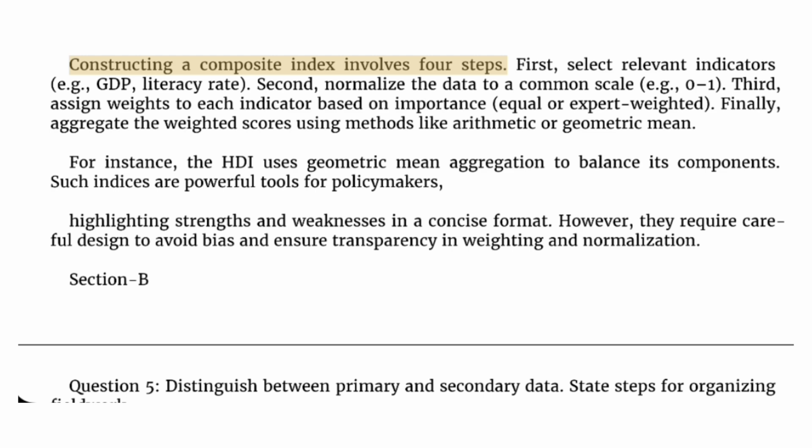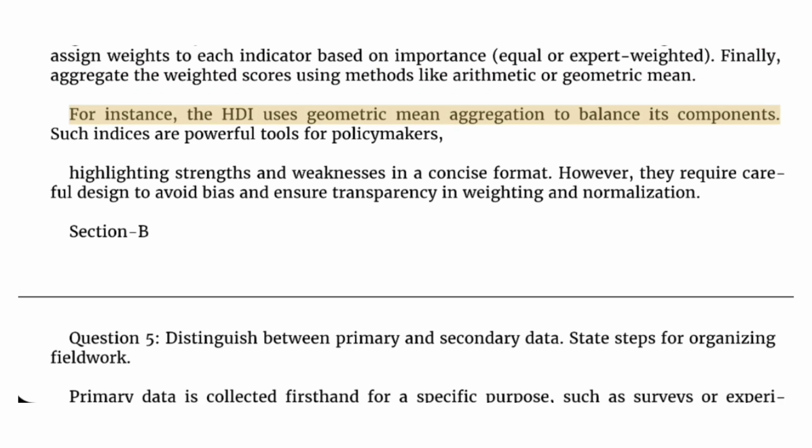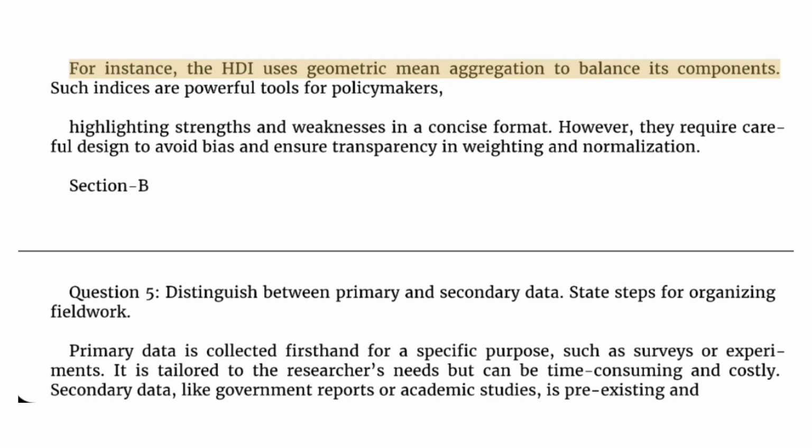Constructing a composite index involves 4 steps. First, select relevant indicators, e.g., GDP, literacy rate. Second, normalize the data to a common scale, e.g., 0 to 1. Third, assign weights to each indicator based on importance, equal or expert weighted. Finally, aggregate the weighted scores using methods like arithmetic or geometric mean. For instance, the HDI uses geometric mean aggregation to balance its components.